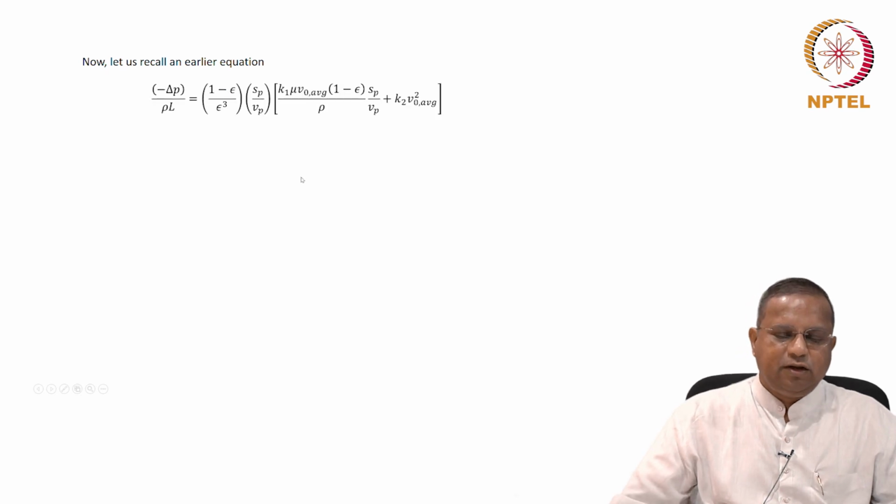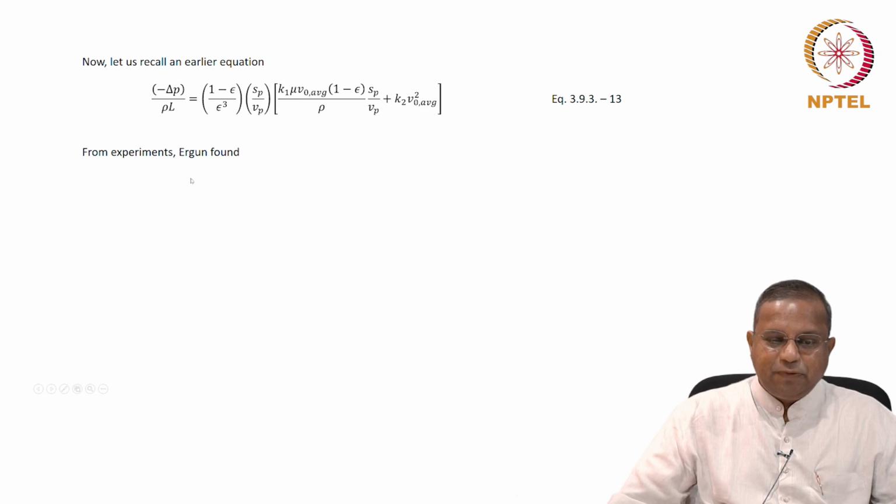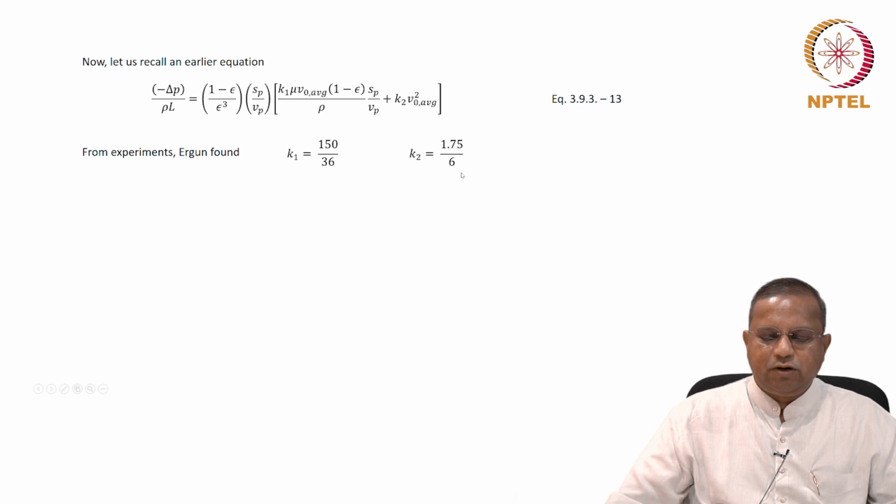Now let's recall an earlier equation, which is this. We have already seen this. This comes from the drag force coming from two components and so on. Equation 3.9.3-13. From experiments, Ergun, a scientist, found that K1 turns out to be 150 by 36 over a wide range of experimentation. K2 turns out to be 1.75 by 6.